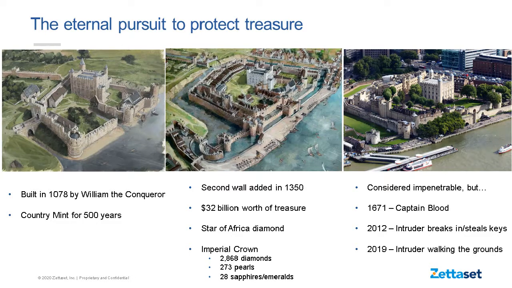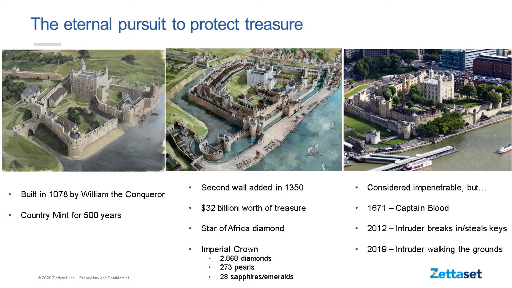And started back with William the Conqueror. Maybe you had to do that lesson in history class in high school. But for 500 years, they protected the crown jewels and all the wealth of the English Empire. Well, guess what happens when you start to get that kind of treasure? People get interested. People want to steal it.